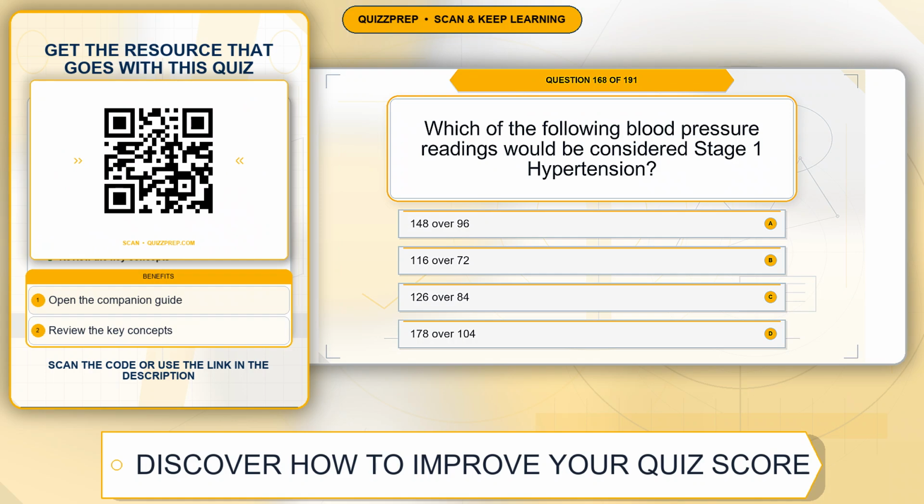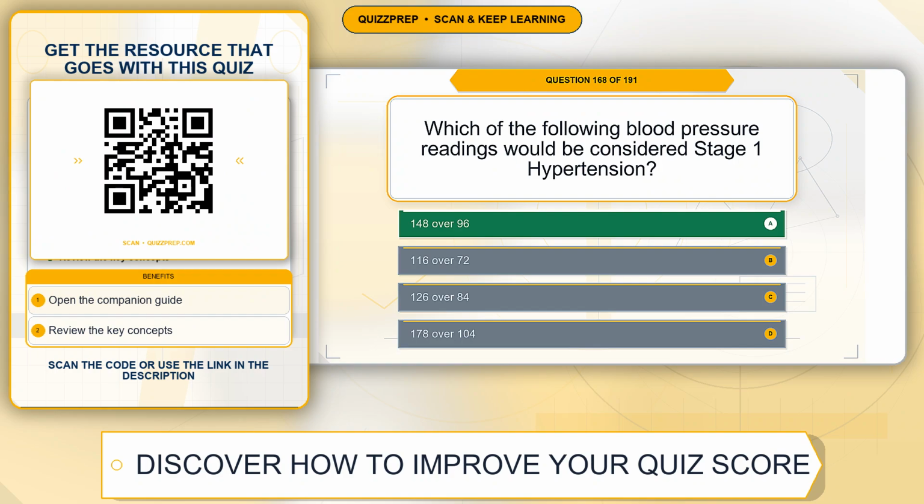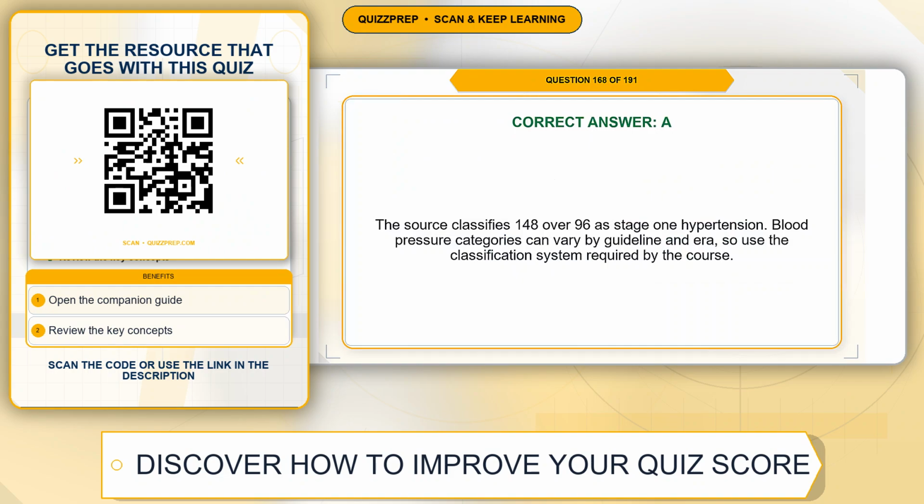Question 168. Which of the following blood pressure readings would be considered stage 1 hypertension? Option A, 148/96. Option B, 116/72. Option C, 126/84. Option D, 178/104. The correct answer is option A, 148/96. Explanation. The source classifies 148/96 as stage 1 hypertension. Blood pressure categories can vary by guideline and era, so use the classification system required by the course.